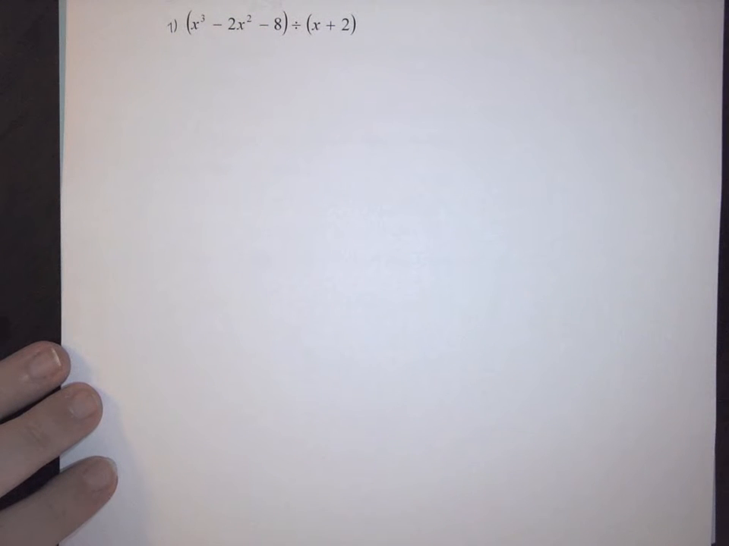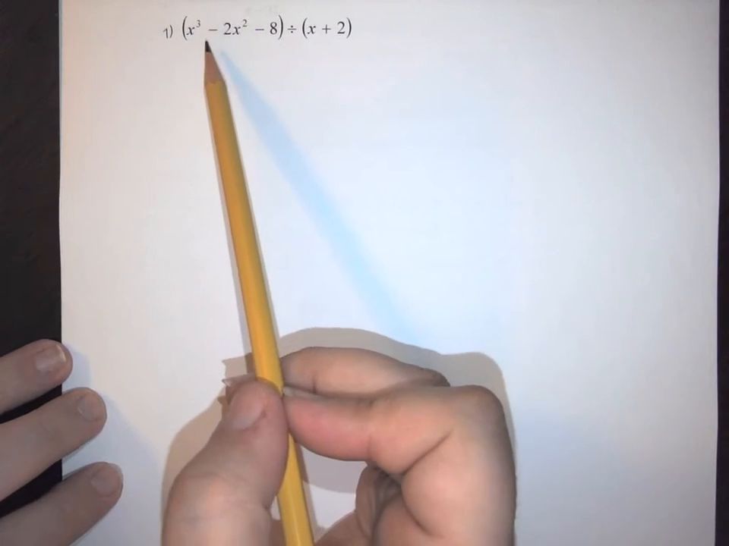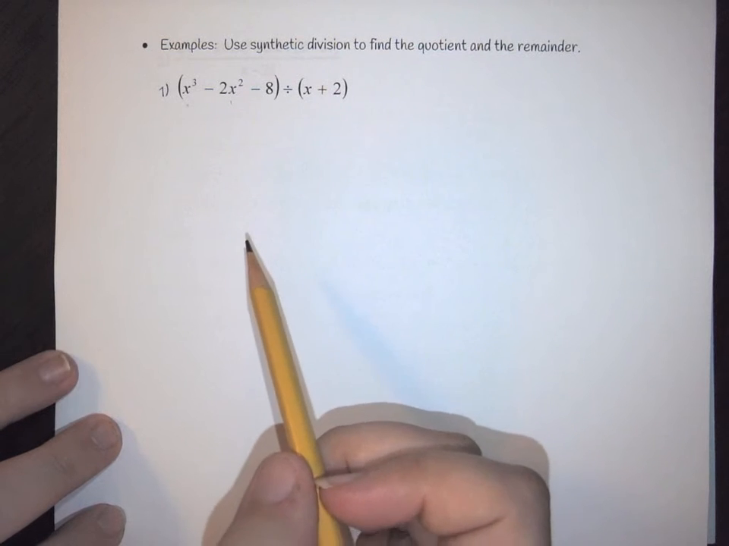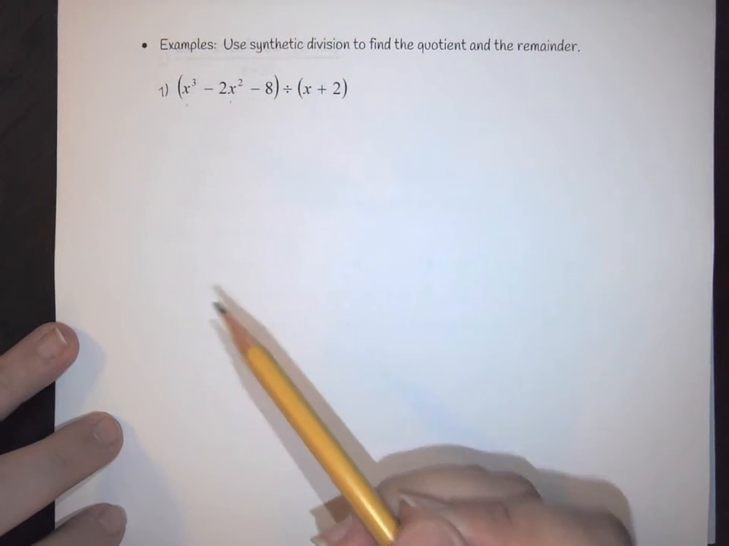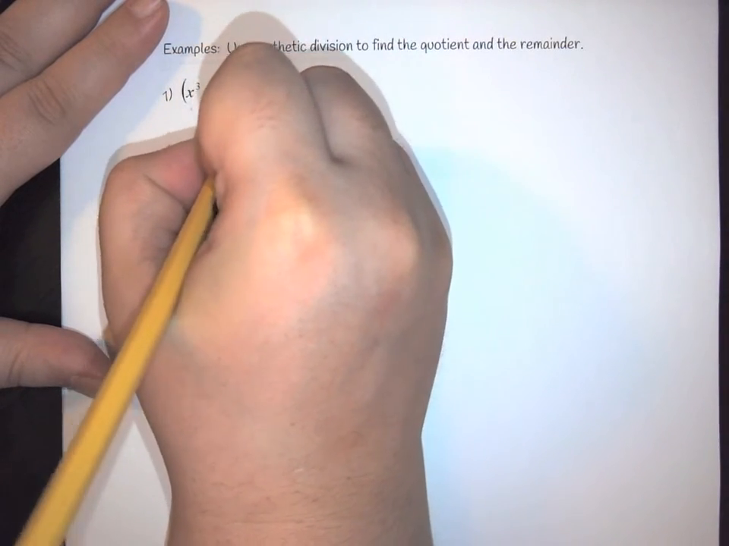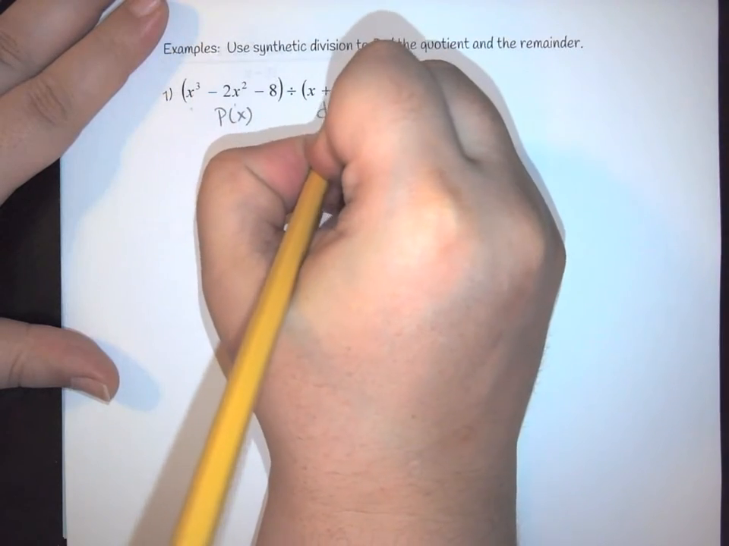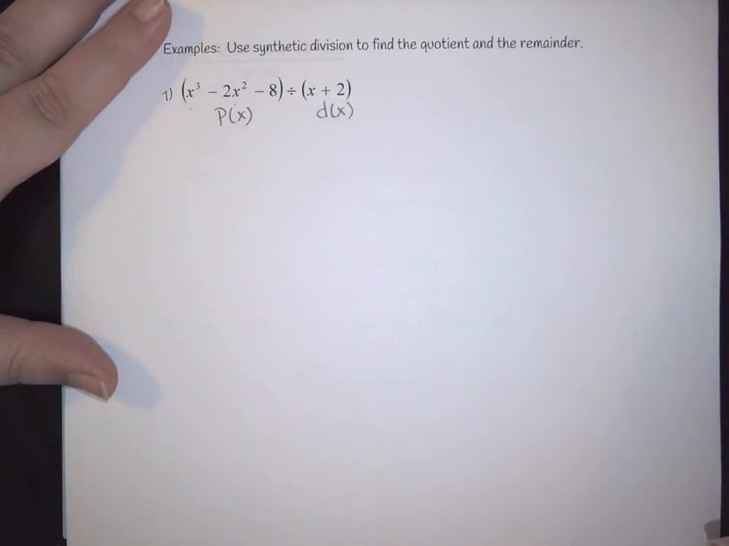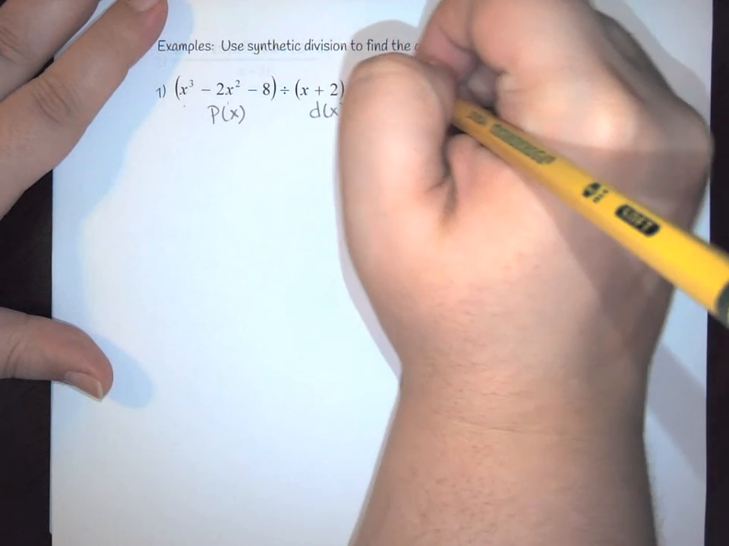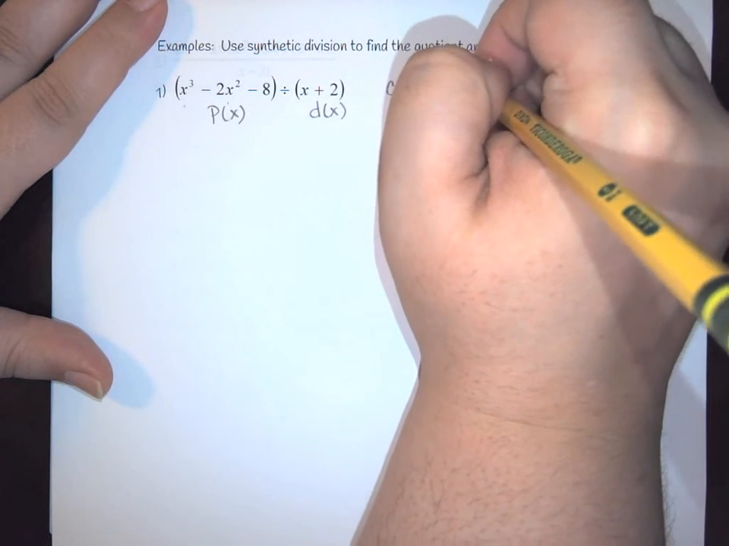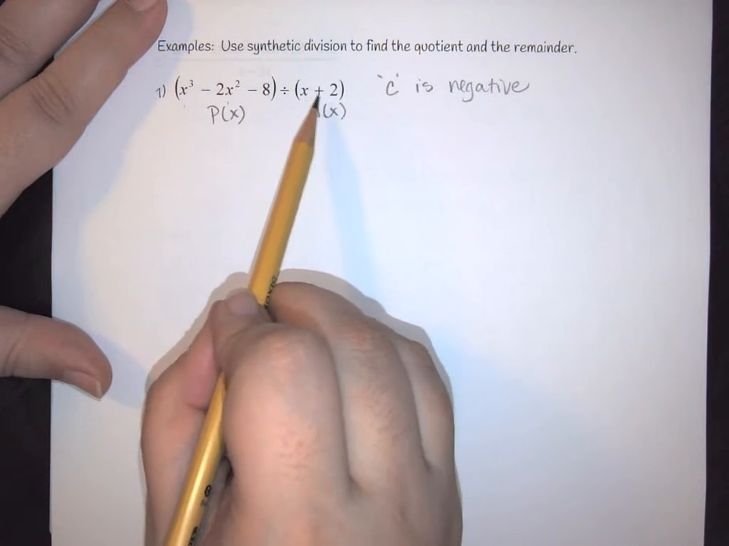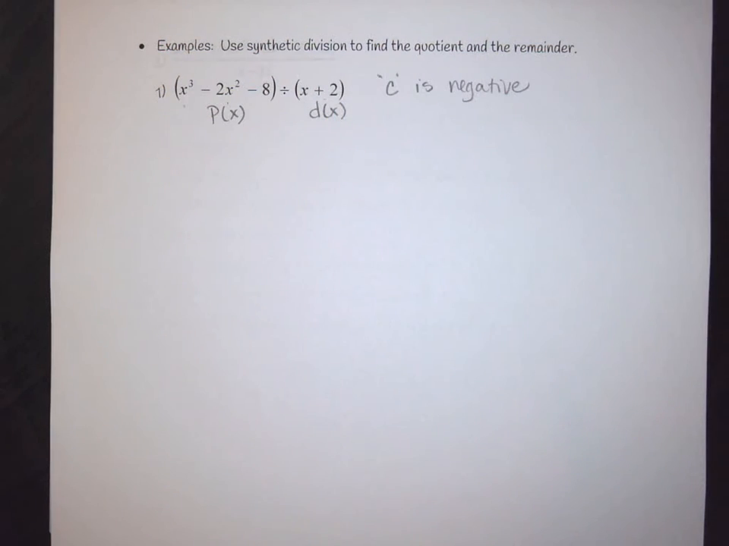So let's take a look at this example here. So I have x cubed minus 2x squared minus 8 divided by x plus 2. So a few things that we need to remember here. This was my p of x. This was my d of x. The other thing we need to remember is that in this case, c is negative. Why? Because this is x plus c, so c is going to be negative.